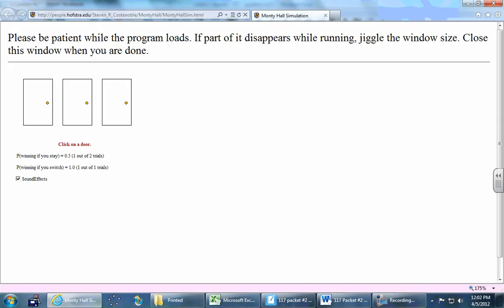I'm giving you the opportunity. You can stay with door 3, or you can take both 1 and 2. What would you prefer? You take both 1 and 2, right? If you have a choice between either staying with your original door or taking the other 2, you take the other 2. You have a 2 out of 3 chance if you take the other 2.